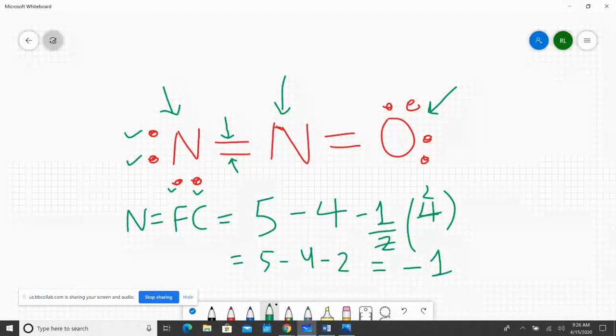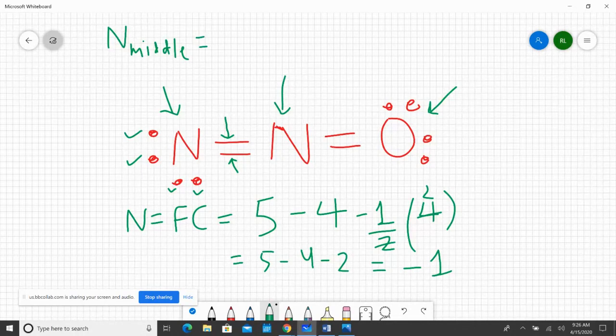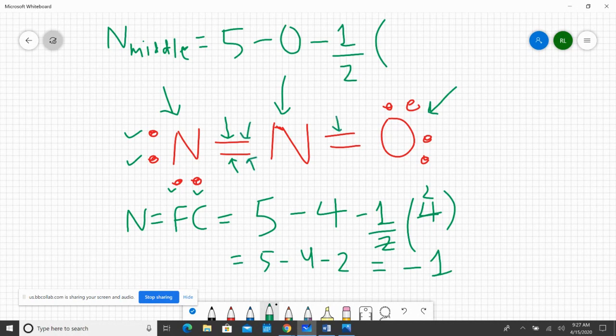All right, so let's do the nitrogen in the middle. Formal charge formula: number of valence electrons, same thing, it has 5 valence electrons. Minus lone pairs, it does not have any lone pair, so 0. Minus half the number of bonding electrons. It has 1, 2, 3, 4, 5, 6, 7, 8 bonding electrons. That's why if I do the math, I'm going to end up with +1.